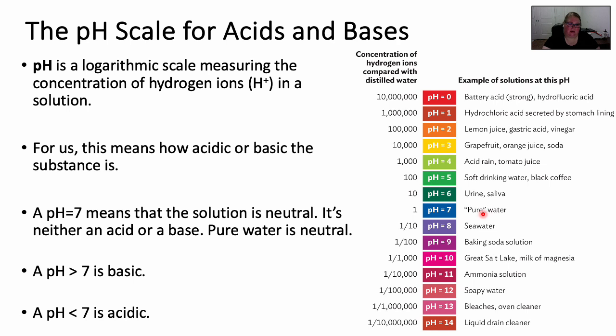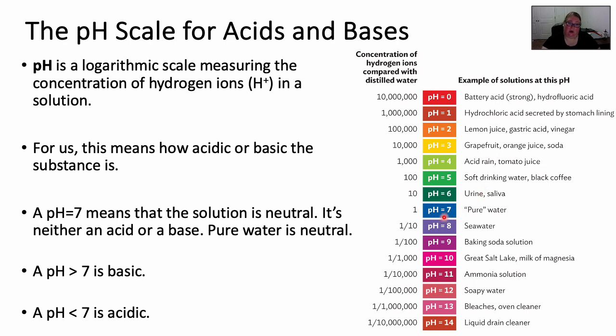Once our pH goes below 7, this is going to make it acidic. Your urine and your saliva are slightly acidic. That makes sense for your saliva because it's literally starting to break down the food you've eaten. Your stomach acid, your gastric acid, is going to be around a pH of 2. Your stomach lining is going to secrete hydrochloric acid that's going to have a pH of 1. Anything with a pH of 6.8 or lower is going to be classified as acidic or an acid.